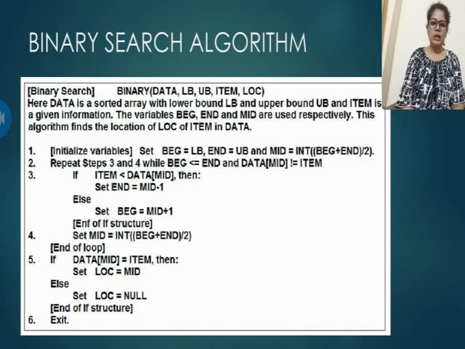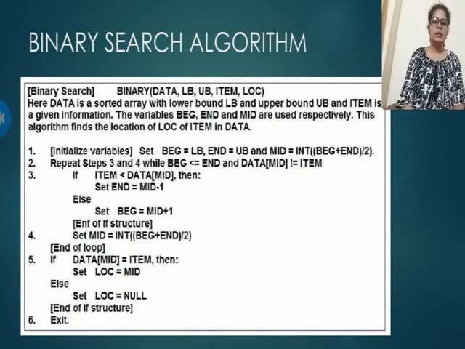Else, the next step is, if item is greater than data mid, then what do we have to do? If item is greater than data mid, it means the item must be in the right portion of the mid. So in that case we have to change the beginning. So the formula to change the beginning is beginning equal to mid plus 1.